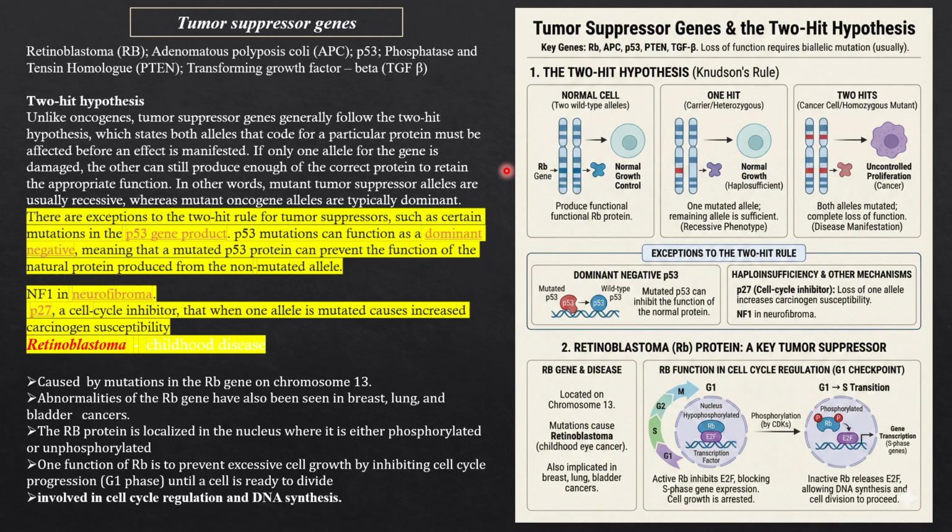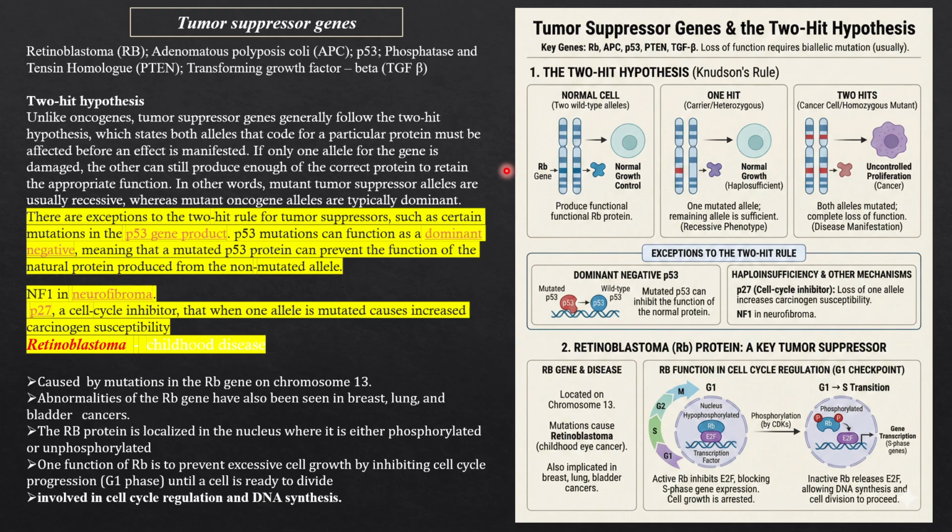In the first step, one allele becomes mutated. The cell is now heterozygous, but the remaining normal allele is still sufficient to maintain the function. At this stage, there is usually no disease because tumor suppressor genes follow a recessive pattern at the cellular level. In the second step, the remaining normal allele is also lost or mutated. This results in complete loss of function, leading to uncontrolled cell proliferation and tumor formation. This explains why both copies of the tumor suppressor genes are generally required to be inactivated for cancer development. However, there are exceptions to this rule.